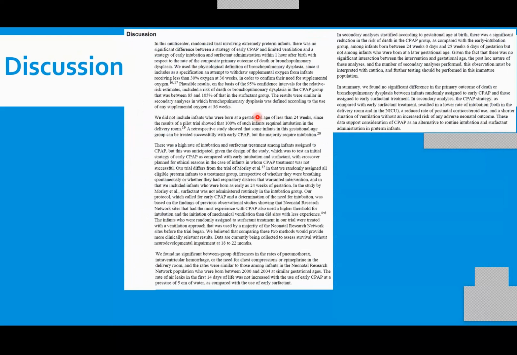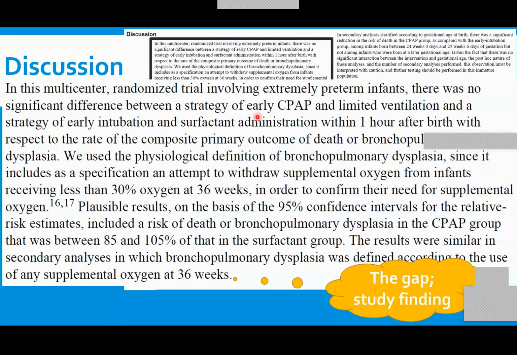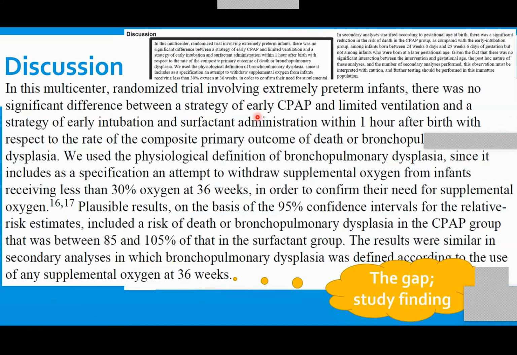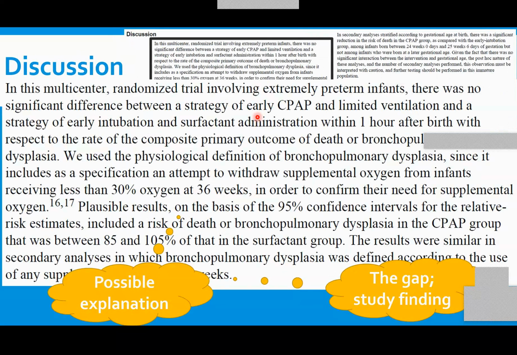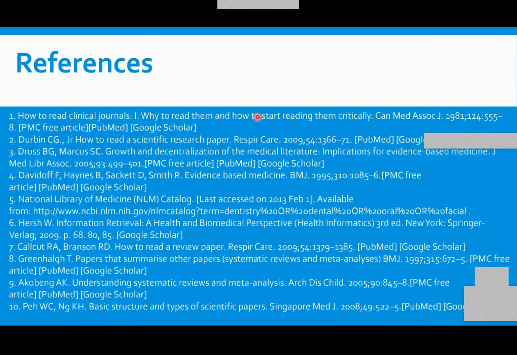So when we do discussion, you can see it's a summary of results. First part is summarization of the result. Okay? And it tells you the gap, the study finding. And also in the discussion, it tells you possible explanation, or the researcher reviews why this happened. Okay? And at the end of discussion, it summarizes everything. So these are the references, and we reviewed one article.